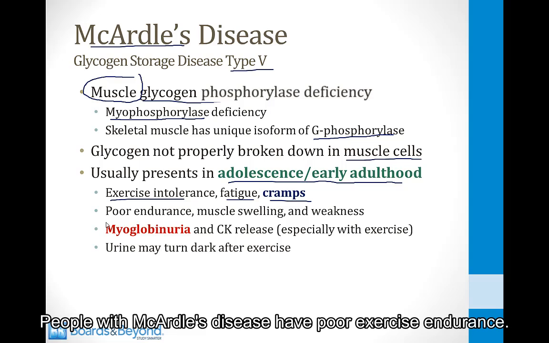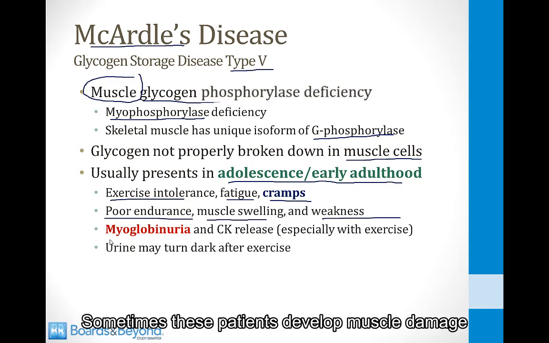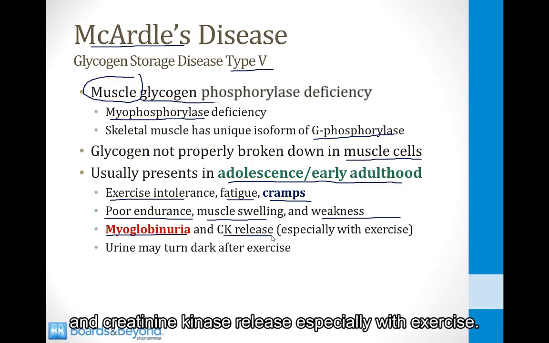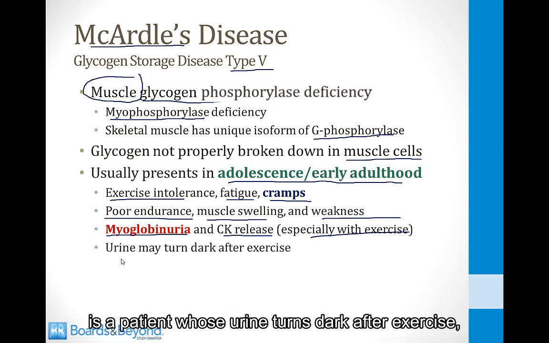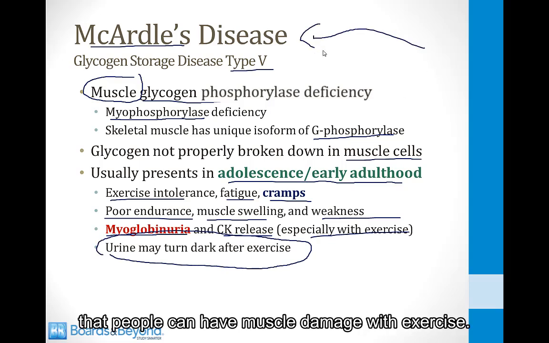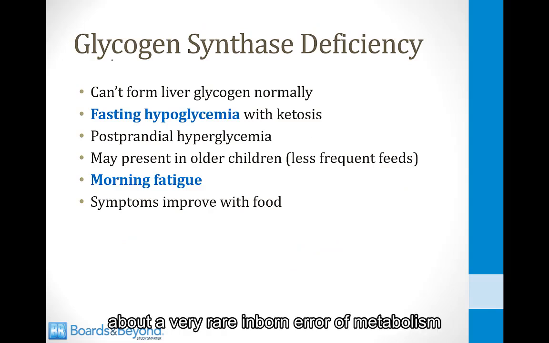People with McArdle's disease have poor exercise endurance. Their muscles can swell and be weak. Sometimes these patients develop muscle damage with exercise, and as a result, they can get myoglobin in the urine and creatine kinase release, especially with exercise. And one thing that you may see, especially in a board question, is a patient whose urine turns dark after exercise. That should make you think of muscle damage, and this is one of the reasons that people can have muscle damage with exercise.